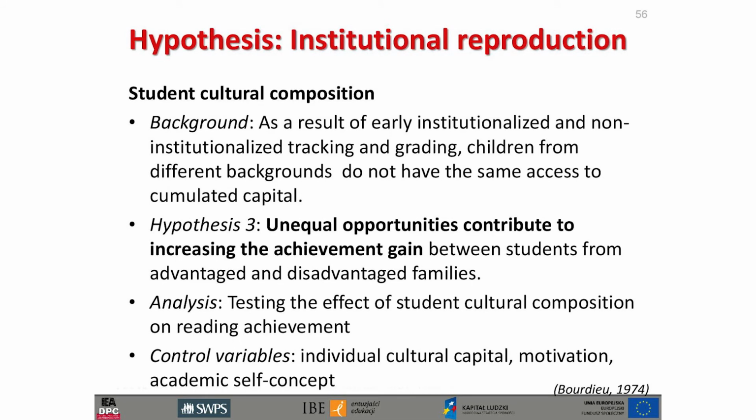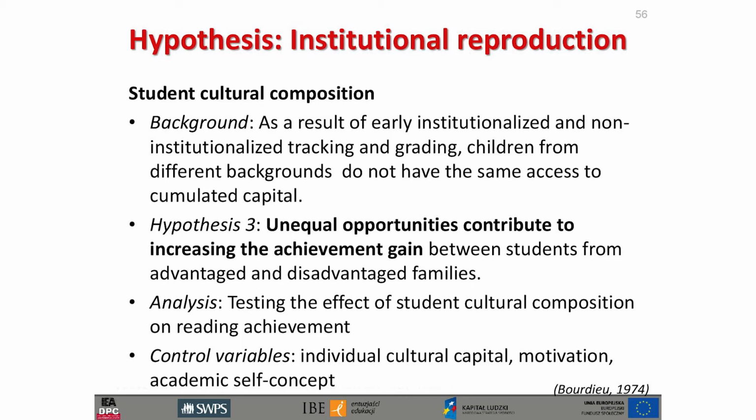The third hypothesis concerns the students' cultural composition in the classroom or in the school. The background is that as a result of early institutionalized and non-institutionalized tracking and grading, children from different backgrounds do not have the same access to accumulated capital. This addresses the issue that, of course, in higher school tracks or in better schools, better in terms of the proportion of children from advantaged backgrounds attending the school, there is a higher level of accumulated cultural capital. And of course, every child that goes to this school has access to it.